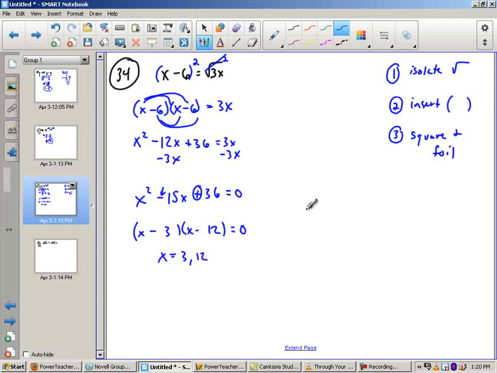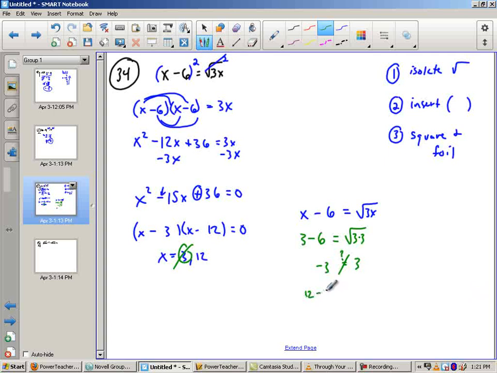and so I need to check both of them against the original problem. The original problem is x minus 6 equals the square root of 3x. So I'm going to evaluate both versions. I could have 3 minus 6 equals the square root of 3 times 3. This is 9, and the square root of 9 is 3. And I want to know, does that equal negative 3? Well, it doesn't, and so 3 is actually not an acceptable answer. It's what we call extraneous, meaning it's an extra solution that shouldn't be there.